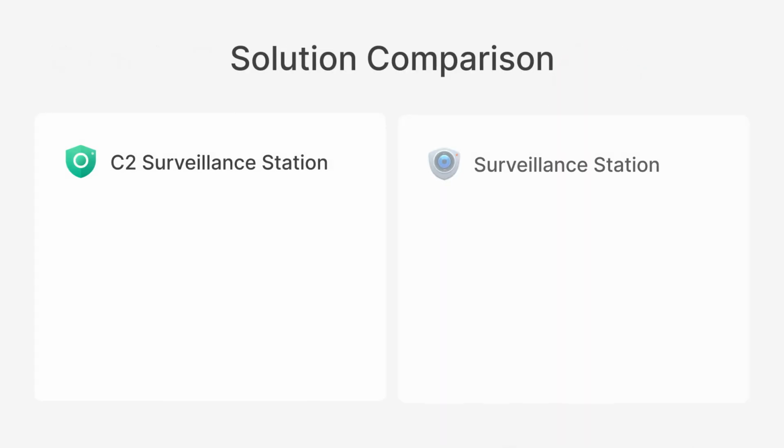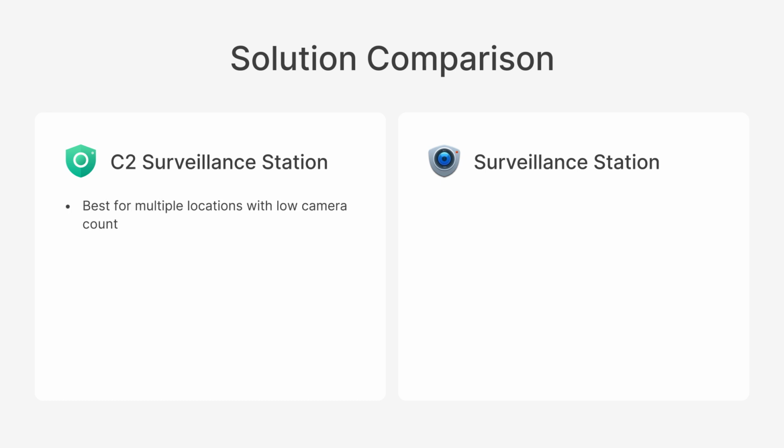Now, taking a look at a closer solution comparison between C2 Surveillance Station and Surveillance Station on an on-premises Synology NAS, C2 Surveillance Station is best for multiple locations with a low camera count, and it's ideal for environments with no extra space that can accommodate a physical Synology NAS, either desktop or rack mount. Likewise, C2 Surveillance Station is good for those deployments that require a plug-and-play solution.